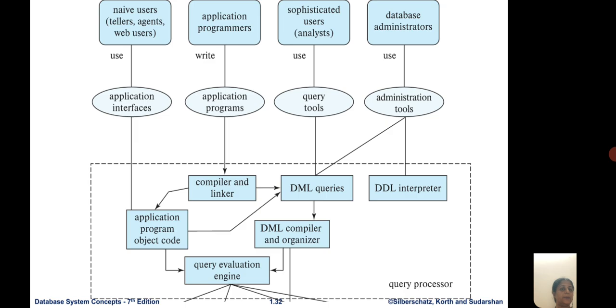And coming to the database administrator, they actually interpret the data, so they will be making use of the DDL interpreter, and the analyst will be making use of the DML queries, then the DML compiler, and then the query evaluation engine. So these are the four different sets of database users.